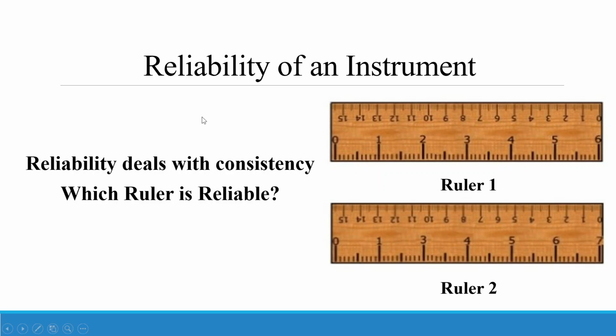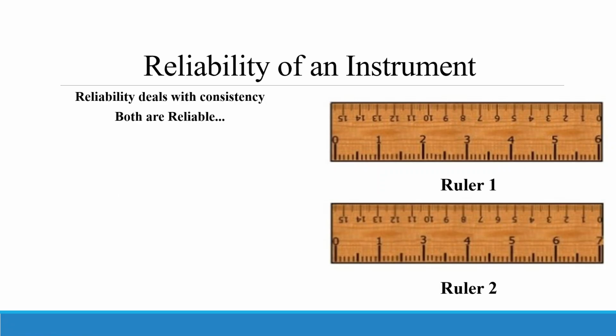Now let's discuss reliability of an instrument with the help of this ruler example. Reliability deals with the consistency. Which ruler is reliable, ruler 1 or ruler 2? In ruler 1, we are having calibrations as 0, 1, 2, 3, 4, 5 and 6. In ruler 2, we are having calibrations as 0, 1, 3, 4, 5, 6. 2 is missing. The question is which ruler is reliable? Any guesses? Reliability deals with consistency. To the matter of surprise, both are reliable.